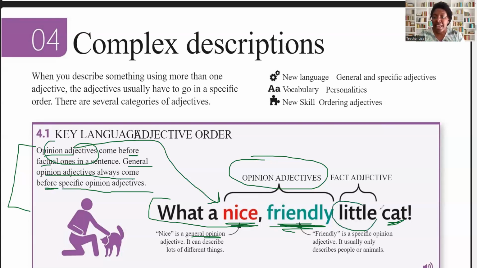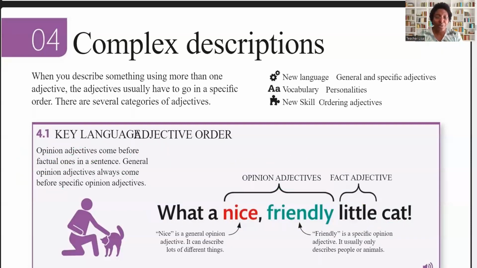Little is an adjective, but it's a fact. No one is going to say, oh no, the cat is huge, it's big. No, the fact is the cat is little. So when we have a fact adjective, it always goes after the opinion adjective. That's why it's correct to say, what a nice, friendly little cat. It is not correct to say, what a little, friendly, nice cat. No, not correct. Let's move forward.